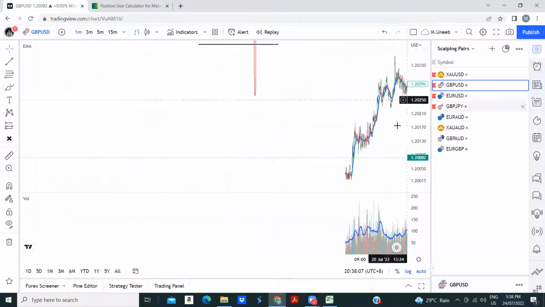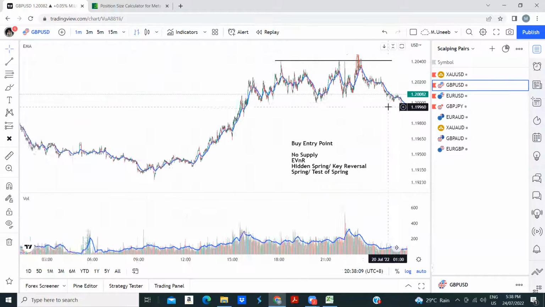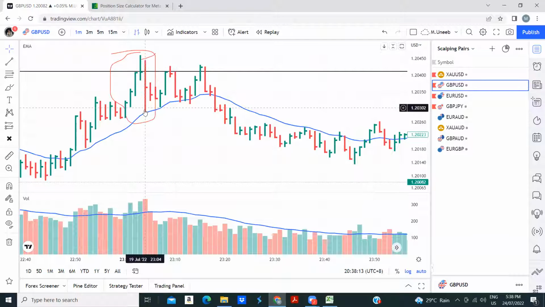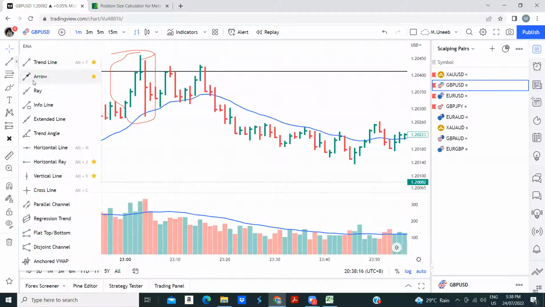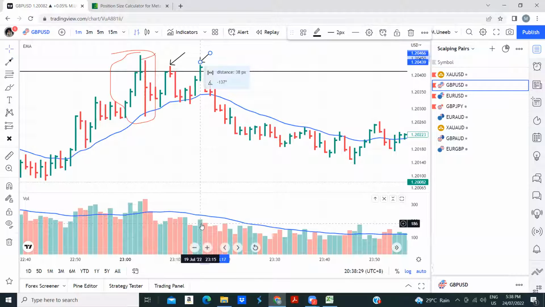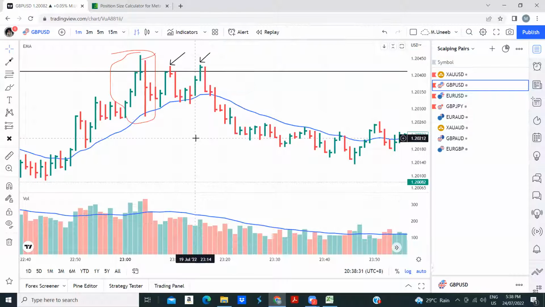Where has it gone? I think it's gone to the back. Okay. Now let's suppose the London opens right over here. So where can you enter? Either on this point, which is a hidden upthrust, or you can enter here. This is effort versus no result. Make sense? This is London open, let's suppose. So these would be your next entry points. Easy, because you already have a reference line over here.